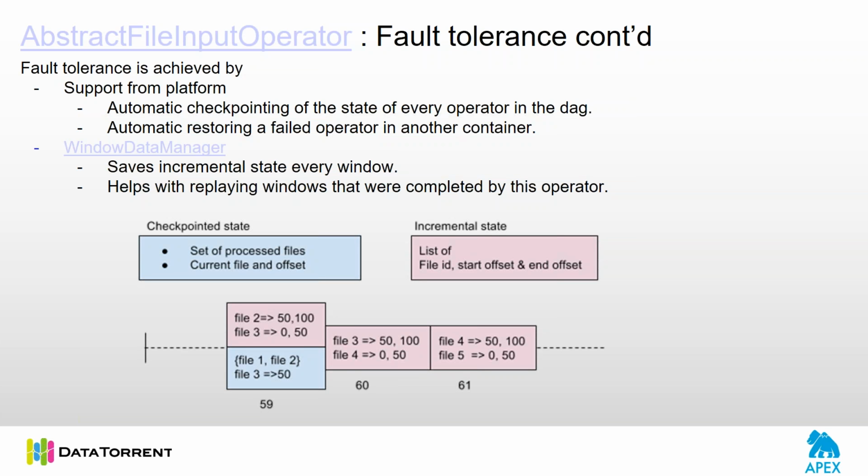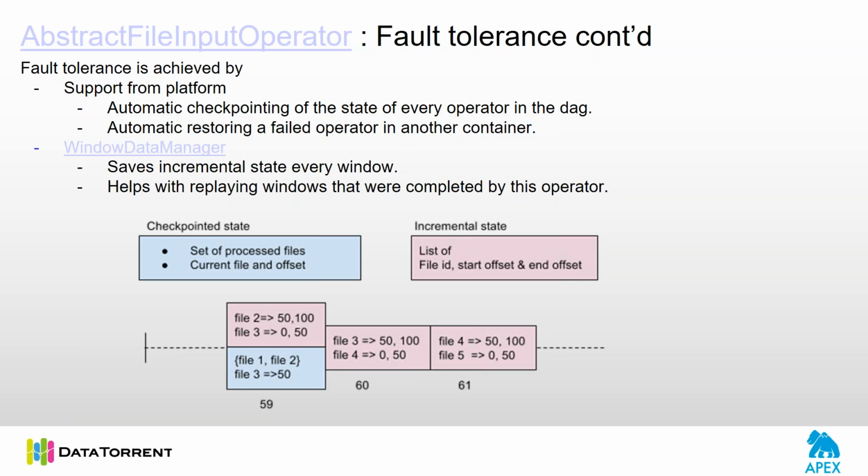So for this operator, the checkpointed state would be a set of processed files and the last open file and the offset till which that file was read. The incremental state here is a list of all the files that the operator read, from the start offset to end offset in that particular window.